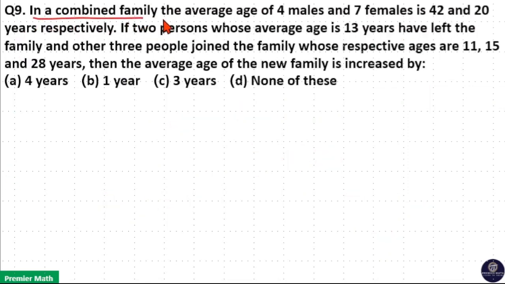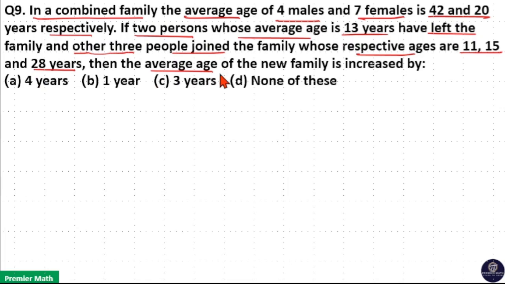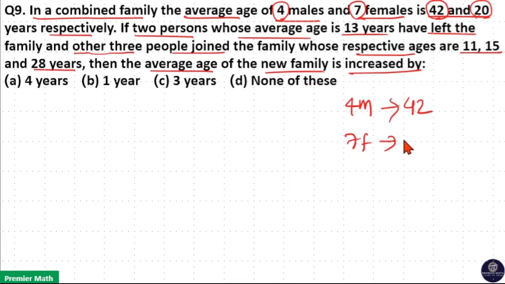In a combined family, average age of 4 males and 7 females is 42 and 20 years respectively. If 2 persons whose average age is 13 years have left the family and other 3 people who joined the family whose respective ages are 11, 15 and 28 years, then the average age of the new family is increased by. Initially there were 4 males and 7 females in a family. That is total 11 people. For 4 males, 42 is the average age. For 7 females, 20 is the average age.